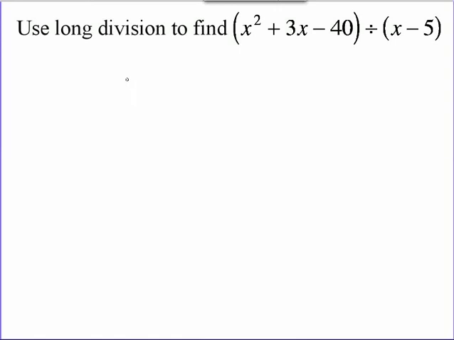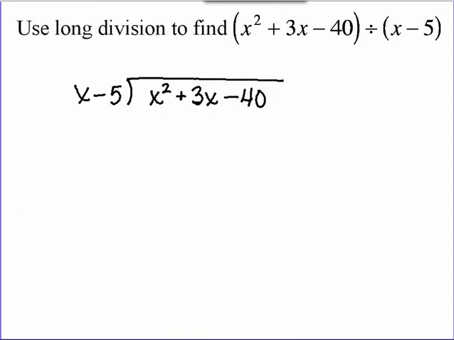And so first of all, with long division, I'm going to start, if you remember, with my division symbol. Okay? And inside my division symbol, so on the inside, what do you think is going to go there? Yep. Good. X squared plus 3x minus 40. Now my divisor is going to be x minus 5.